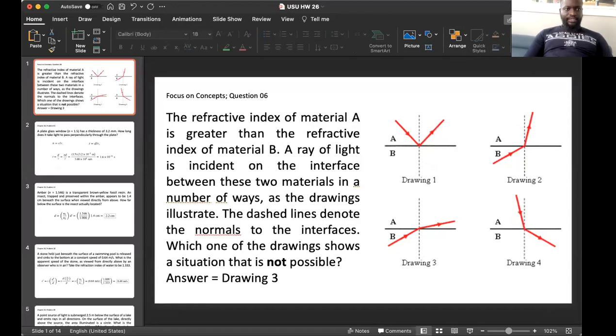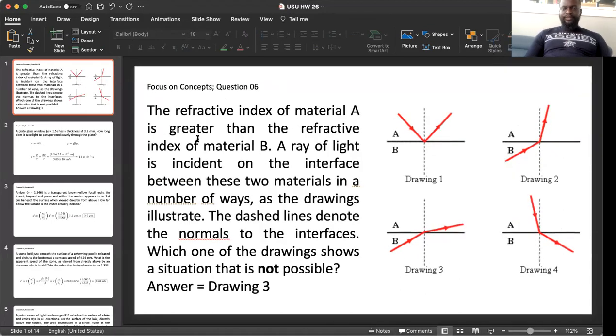Okay, I hope you guys can see this. The first problem here says focus on concept question 06. The refractive index of a material A is greater than the refractive index of material B. So A is greater than B.